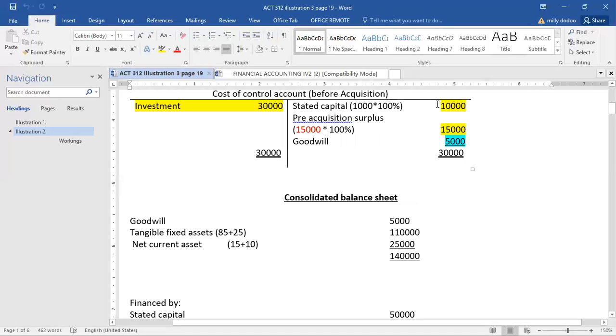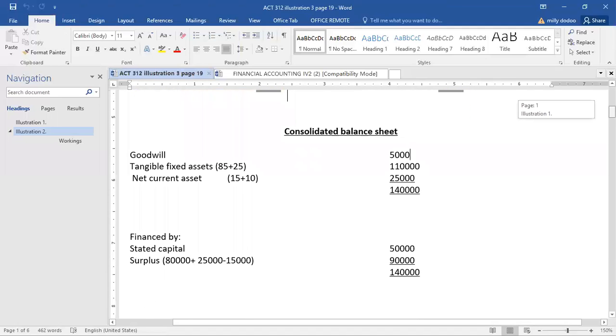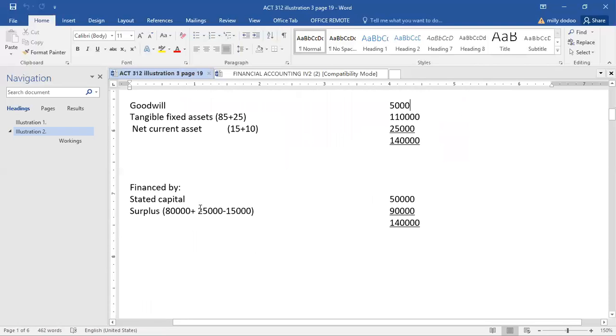Now, when you come to the stated capital, the stated capital of S is 10,000, and everything was acquired here. He acquired 100%. He paid for it. But the surplus, he paid for only 15,000. Bear in mind, the surplus he paid for is only 15,000. But the surplus on S's account is 25,000. Are you getting it?